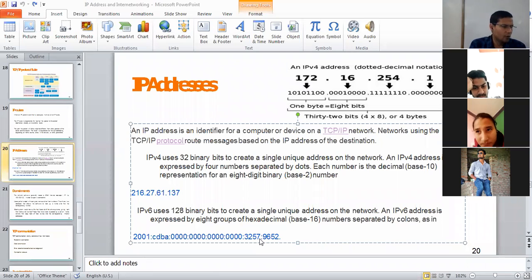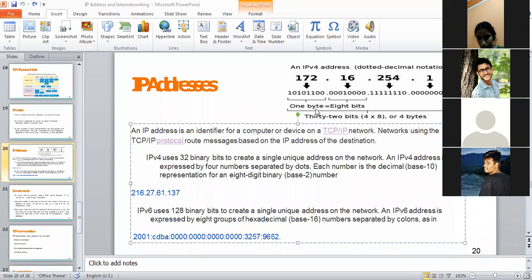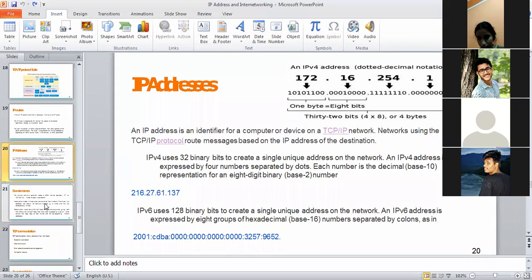I hope it is clear to all of you. If you have any confusion, feel free to let me know. Anyone has any confusion? Sakshi Negi, beta, do you have any confusion on any of the points? No, sir. Great. Let us move on to the next PPT.